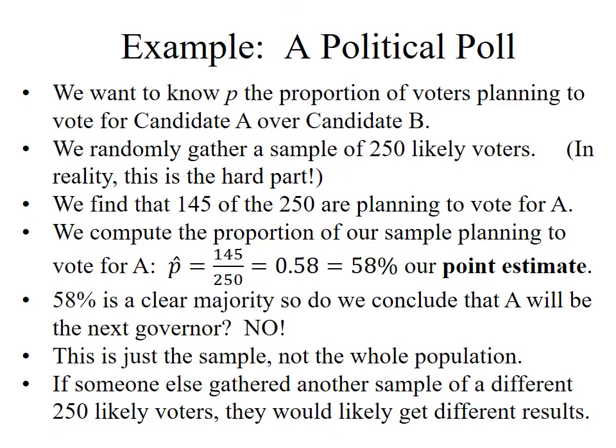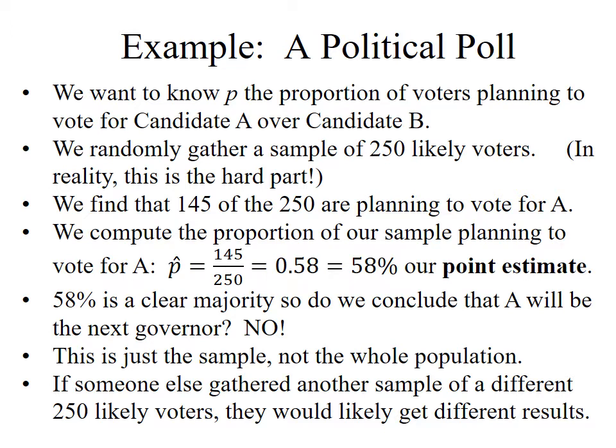All right, so we need a scenario. We need a real world applied sort of thing. Suppose we're doing a political poll. We want to know the proportion of voters planning to vote for candidate A over candidate B. So we've got just two candidates in this, and we want to know P. P is the true proportion of all voters out there in the whole entire population, and we want to know who's actually going to vote for my candidate, candidate A.